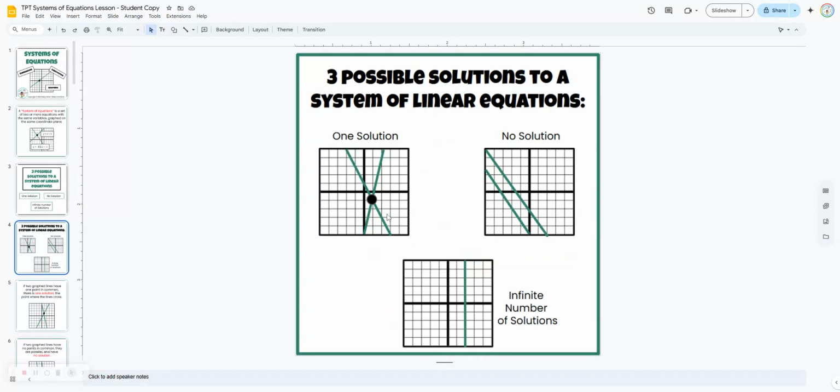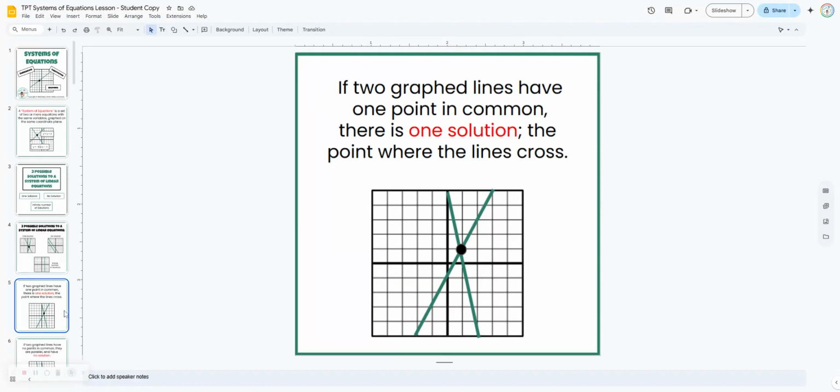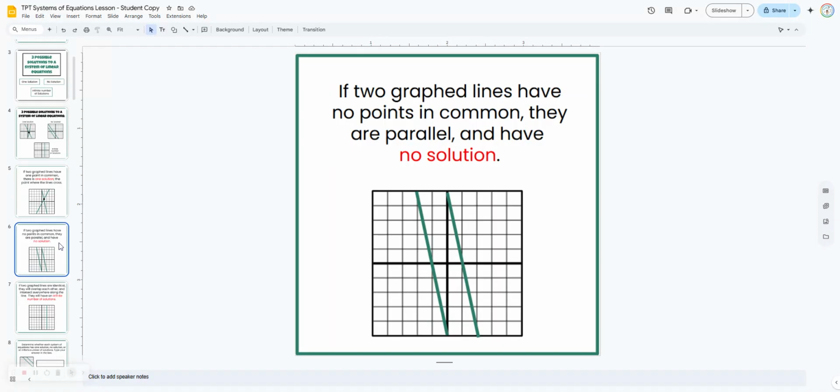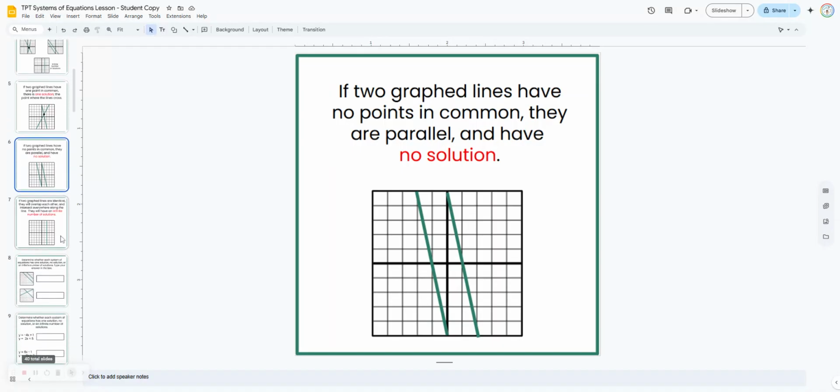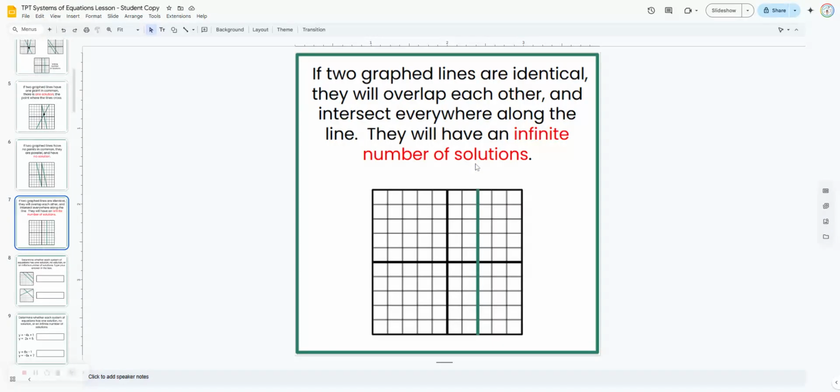So if we have 2 different lines and they cross at one point, that's one solution. If the 2 lines are parallel, they will never cross, and so there will not be a solution, so no solution. And if it's the same line and they overlap, there will be an infinite number of solutions. So one solution if the 2 graphed lines have one point in common. No solution if the lines are parallel. And if the lines overlap, they will intersect everywhere along the line, which gives them an infinite number of solutions.